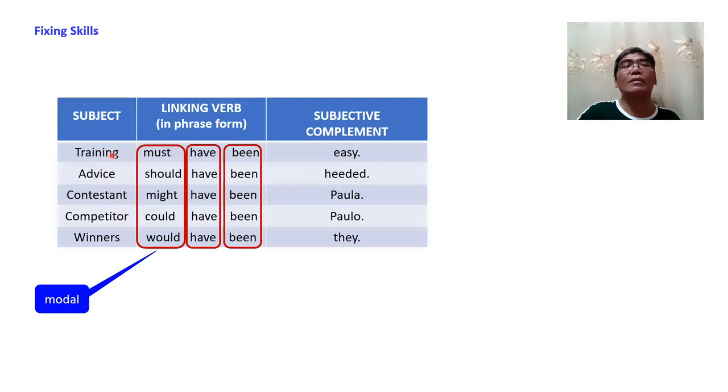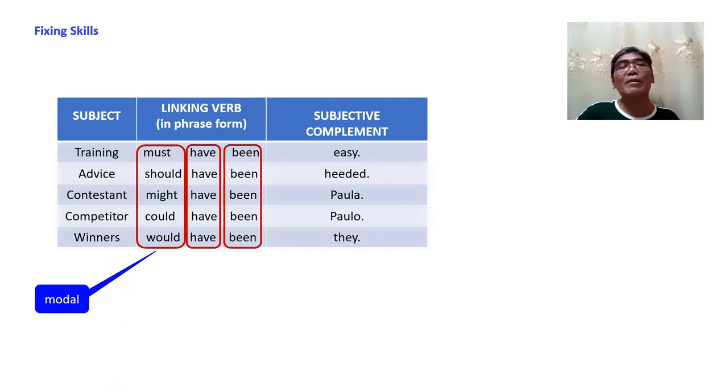For example, the modal must is used to express obligations. The modal should is used to give advice or make recommendations. The modal might is used to express uncertain possibilities. The modal could is used to express possibilities, and the modal would is used to express wishes.